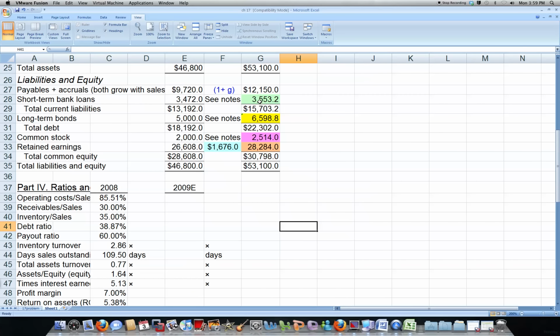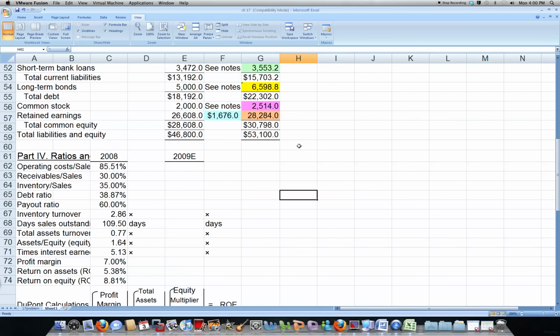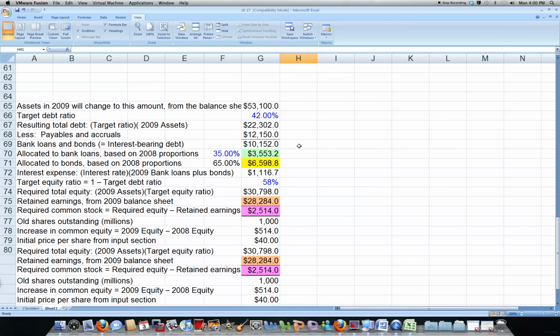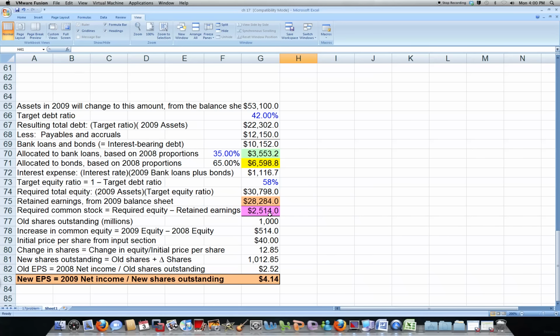We have our short term, and then we'll have our total current liabilities. Then we'll have our long term debt come from the notes and our total debt. Okay, now to find this common stock, we come down here and we have our total equity, which is our 2009 assets from our balance sheet, times our equity ratio, which is 58%, equals 30,798.